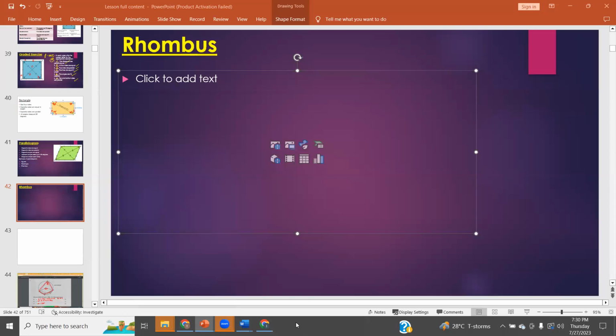So the next is a rhombus. Now for the rhombus, someone said a diamond.